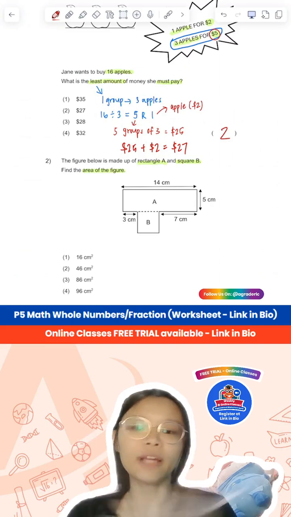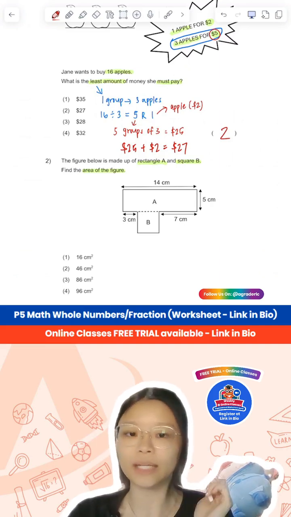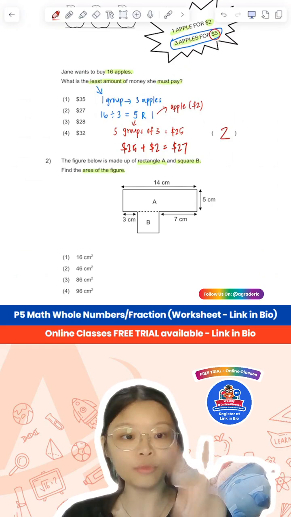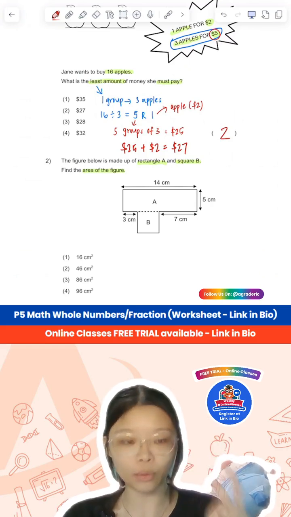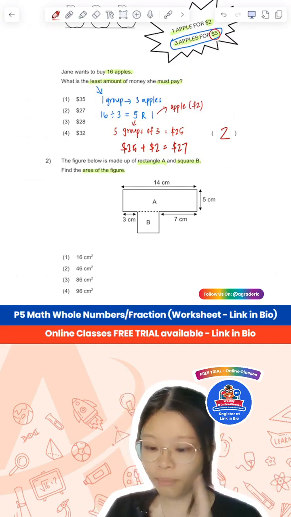Okay, so how do I find area of composite figures? We learned it in primary 4. We have two figures, right? A and B. How do we find area of composite figures?